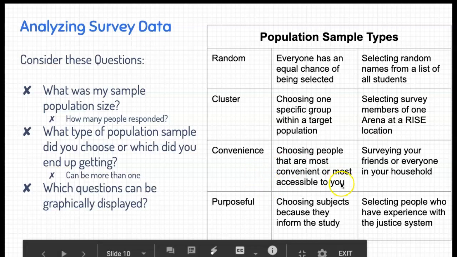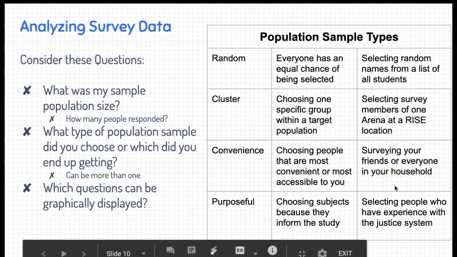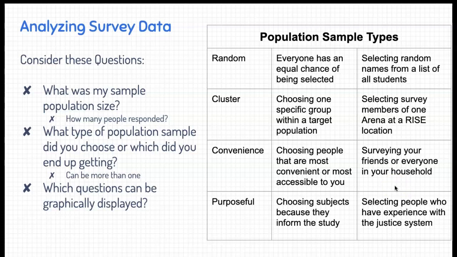Convenience sampling is when you are choosing people that are most convenient or most accessible to you. Now, often this is considered a biased sample and it is considered less reliable. However, it can still provide great data and sometimes it is the best we can do. So this would be if you're surveying all of your friends or everyone in your household, or if you go to the store one day and survey all of the people that were present in that store. These are all different types of convenience sampling.